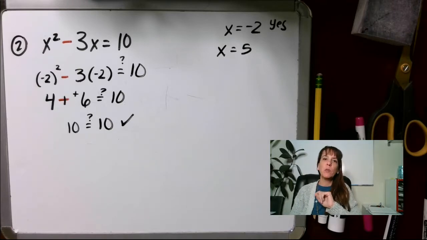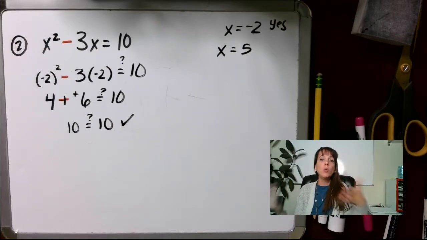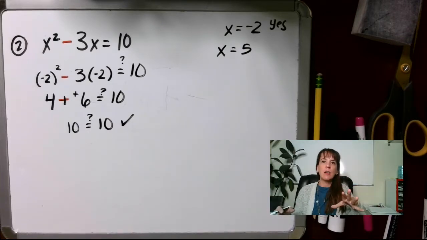Now, you're probably wondering why they're giving us 2 solutions. You're like, hey, well, if that's a solution, then 5 can't be, right? Because we've only been dealing with ones that have one solution.